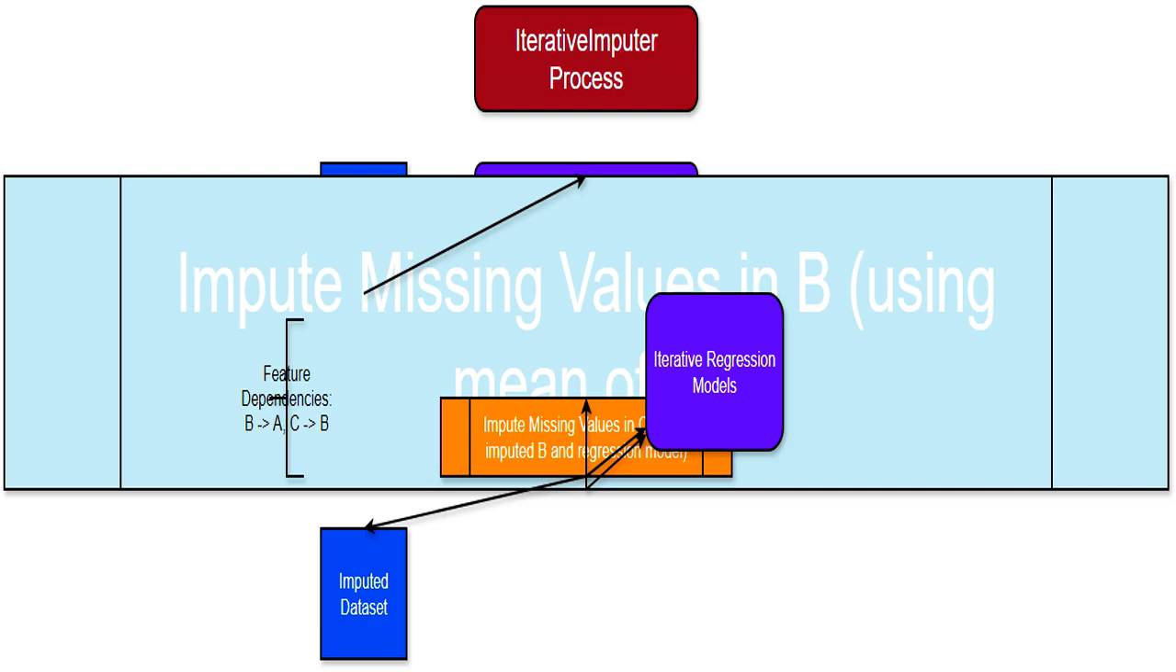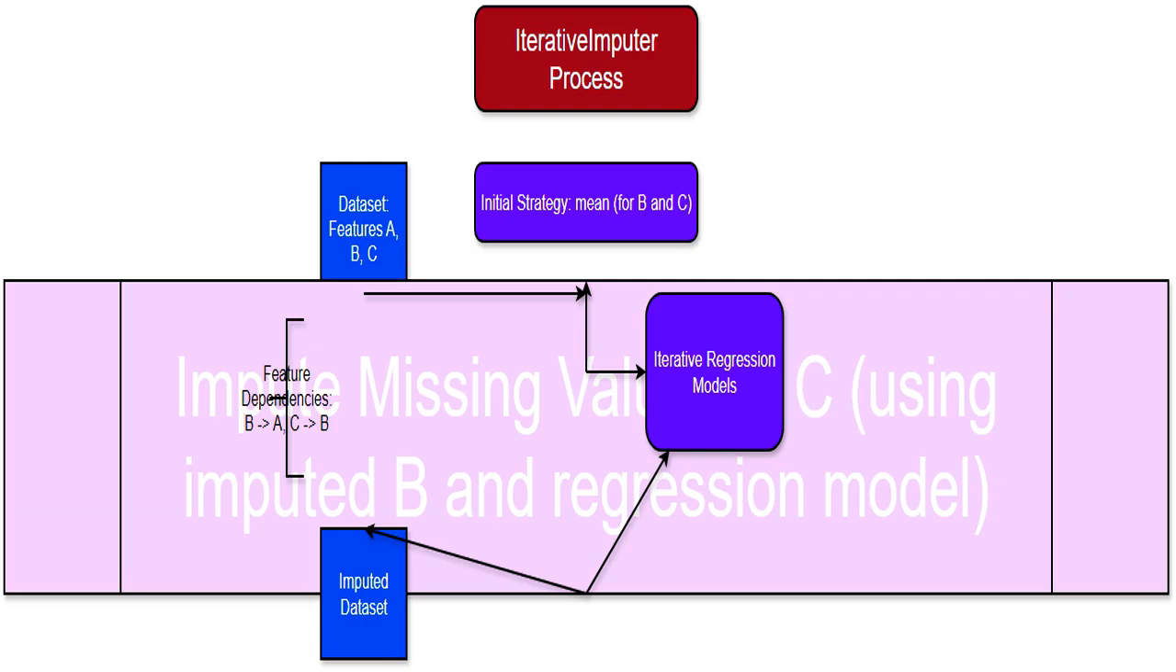I'm starting by imputing missing values in feature B. To do so, I use the mean of the non-missing values of B as my initial guess. This makes sense because I am starting the iterative process, and this is my best starting point. Now that I have imputed values for B, I move on to impute missing values in feature C. Importantly, I use the already imputed values from B and feature A to refine my predictions. This makes the process iterative. The results from one step influence the next, leading to better estimates.